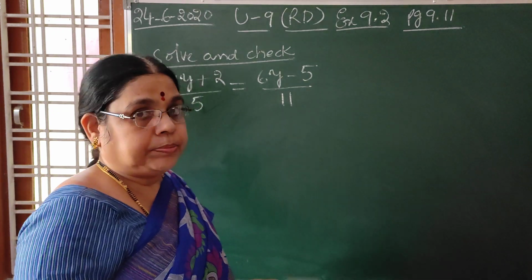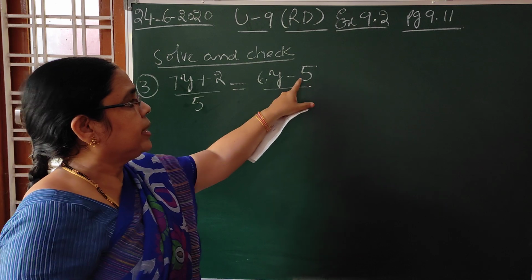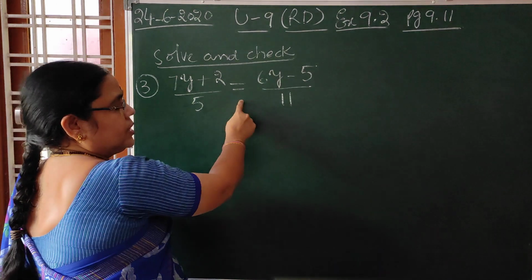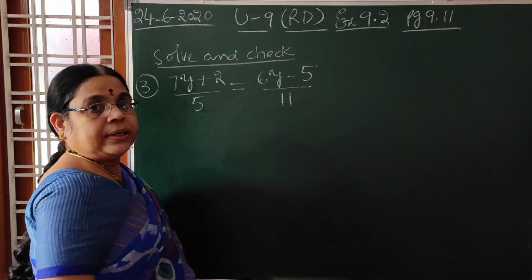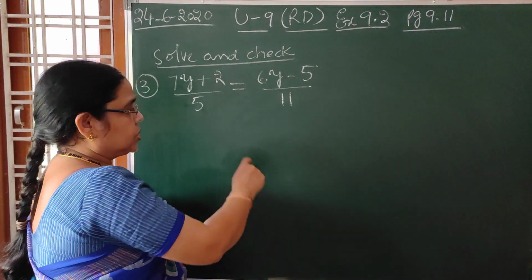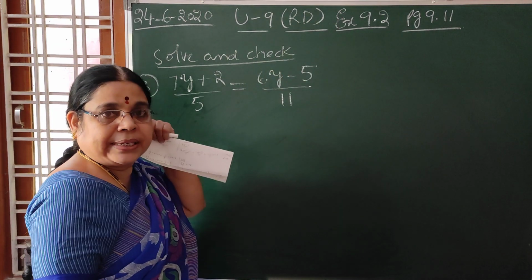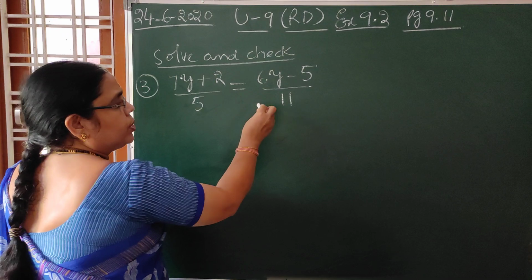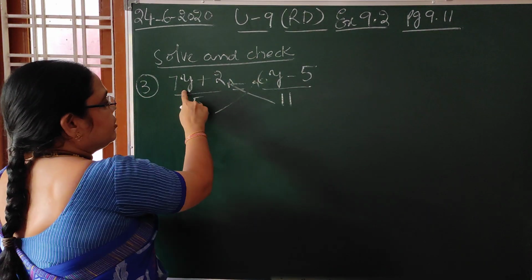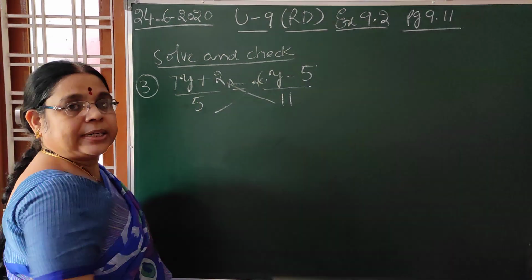First I am going to the third sum. (7y + 2)/5 = (6y - 5)/11. So (7y + 2) divided by 5 is equal to (6y - 5) divided by 11. Divided by 11 when it goes to the opposite side becomes multiplication. Divided by 5 when it goes to the opposite side becomes multiplication, isn't it? So instead of doing all this, directly you can go for cross multiplication. That means (7y + 2) multiplied by 11, (6y - 5) multiplied by 5.